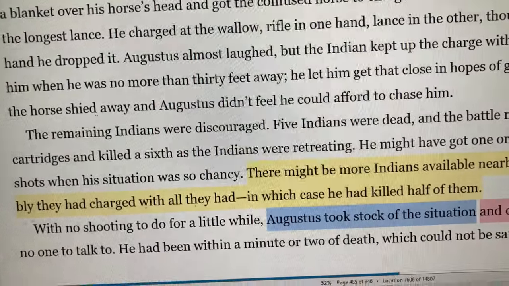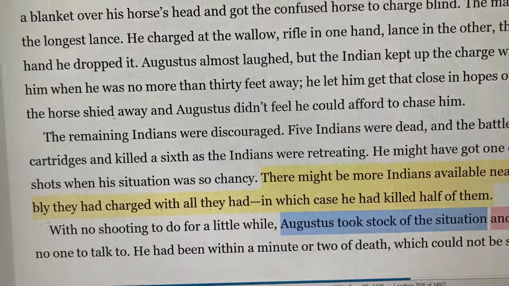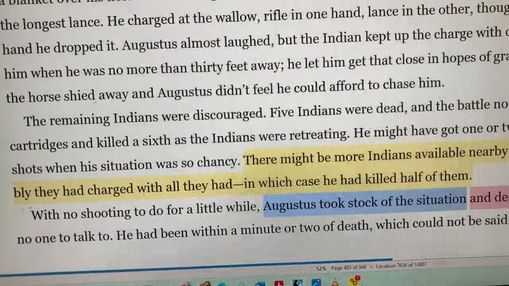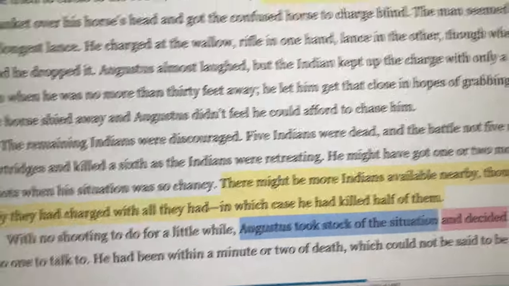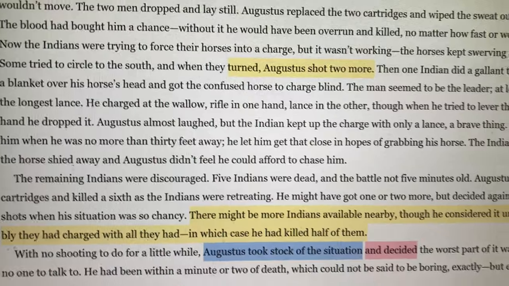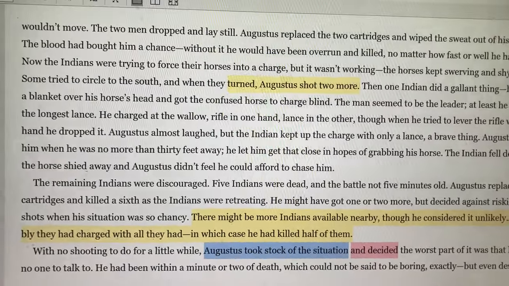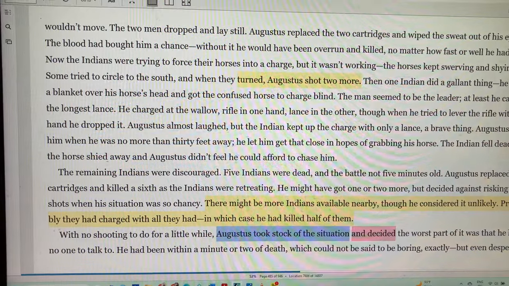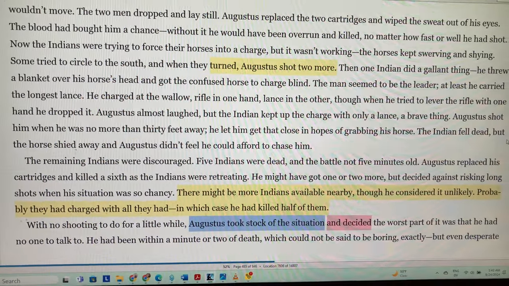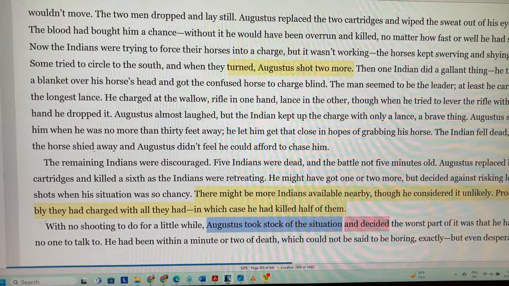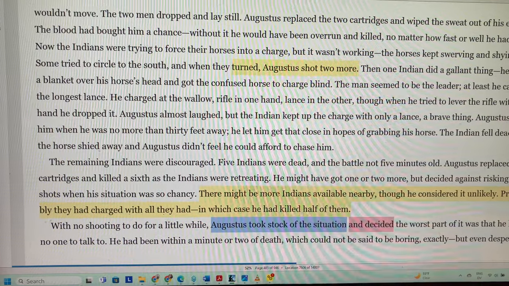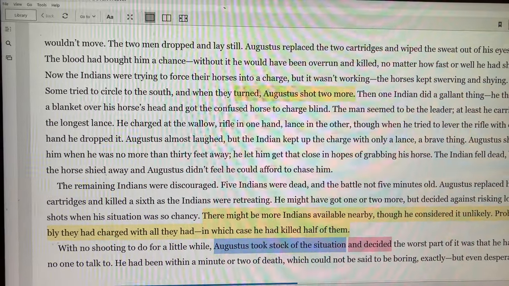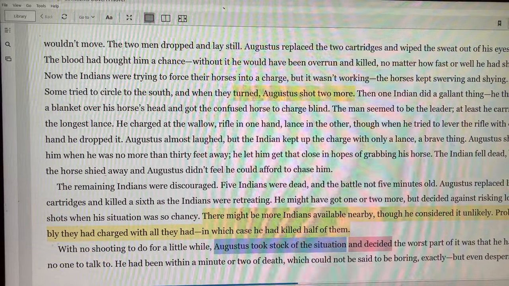Okay, so that was the scene, and he's won. Now we're moving into the sequel. State of affairs, state of mind. There might be more Indians available nearby, but probably they had charged with all they had, in which case he had killed half of them.